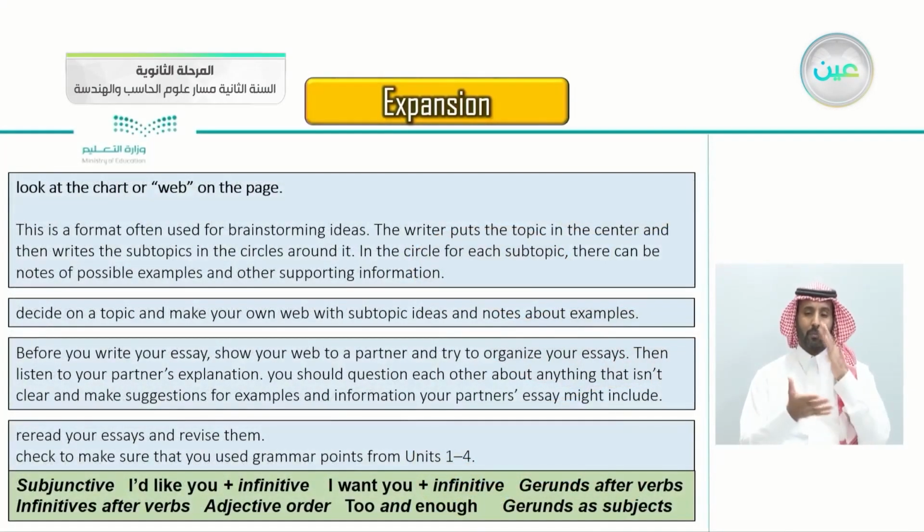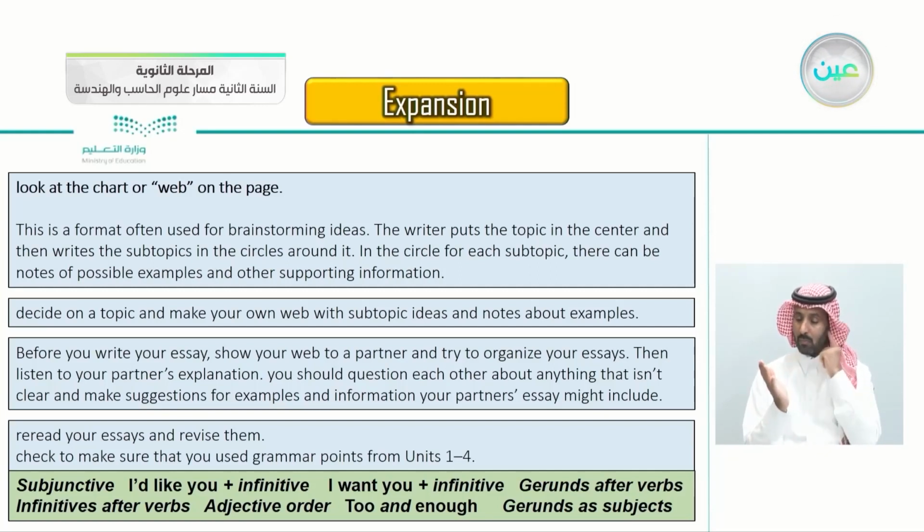Look at the chart or web on the page. This is a format often used for brainstorming ideas. The writer puts the topic in the center and then writes the subtopics in the circles around it, just as you have seen in the picture previously. In the circle for each subtopic, there can be notes of possible examples and other supporting information. Decide on a topic and make your own web with subtopics, ideas, and notes about the examples. Before you write your essay, show your web to a partner and get his feedback, and try to organize your essays.